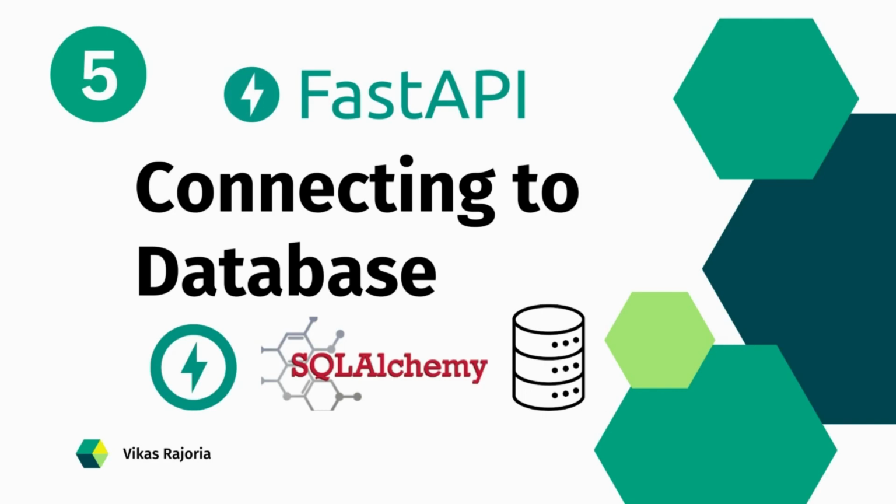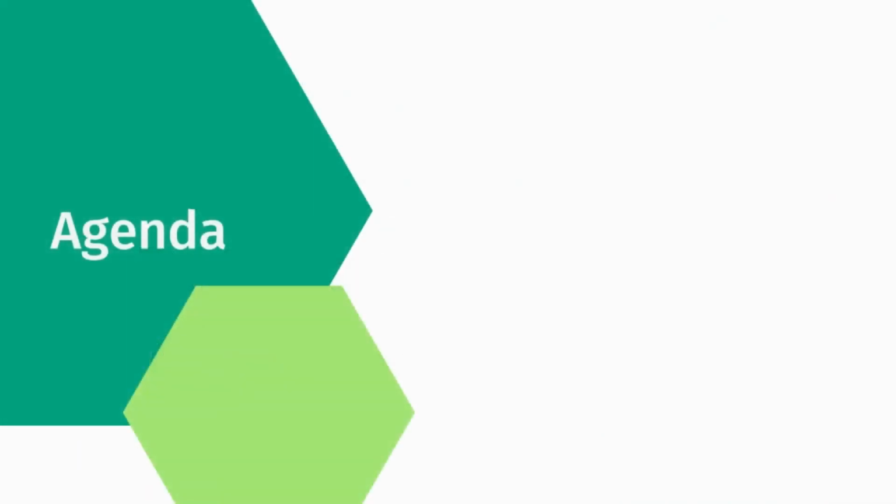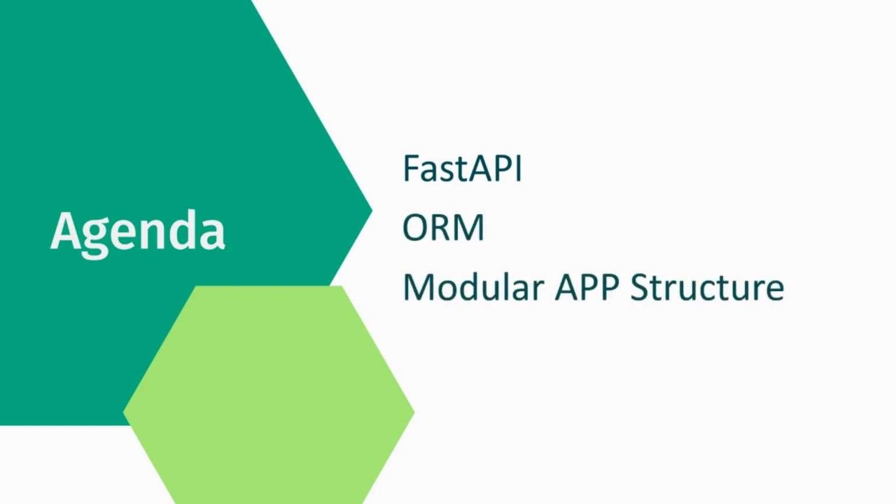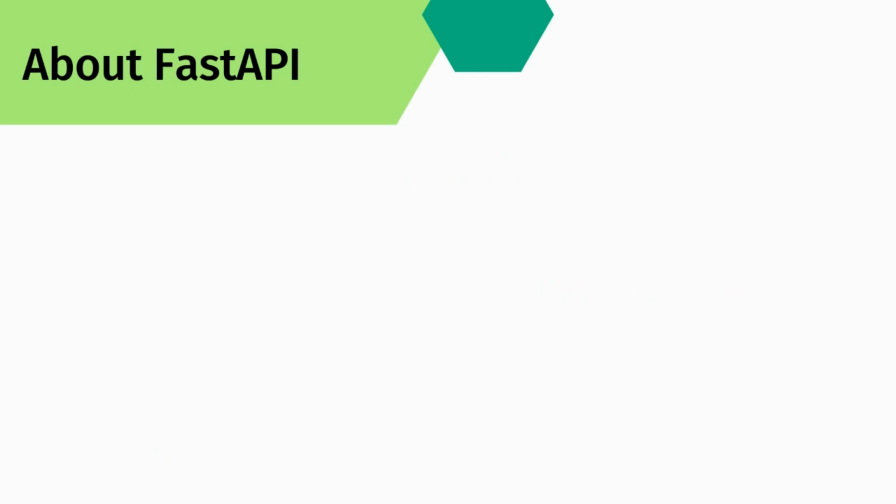In the previous videos, we understood that FastAPI is a modern, fast, and high-performance Python web framework. In this video, we will see how to connect FastAPI with the database with the help of SQLAlchemy. Here are the topics that we will be covering in this video. First, we will have a FastAPI brief overview again. Then, we will understand the object relational mapper. And we will also see what modular app structure is. Let's start by looking at each of these one by one.